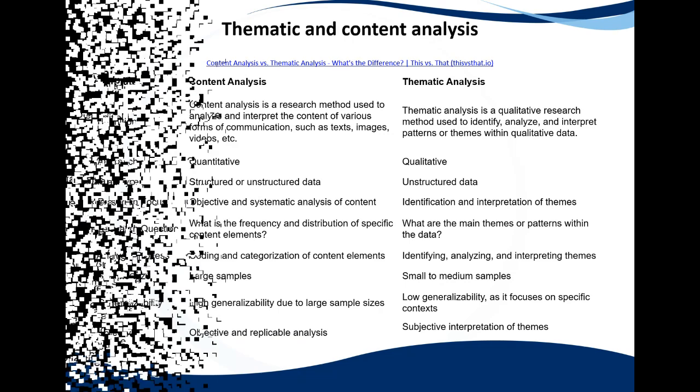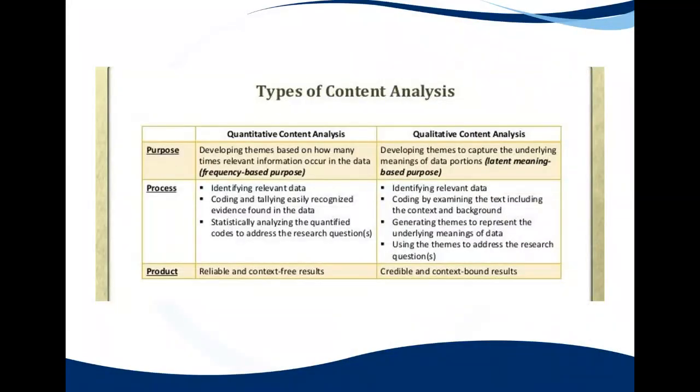Right. And so looking at the types of content analysis, I've already indicated that it can be quantitative and it can be qualitative. And then how do we differentiate in terms of doing the actual analysis when working with the data? With the quantitative content analysis, you develop the themes based on how many times relevant information occur in the data. So it's about the frequency, the actual numbers, right?